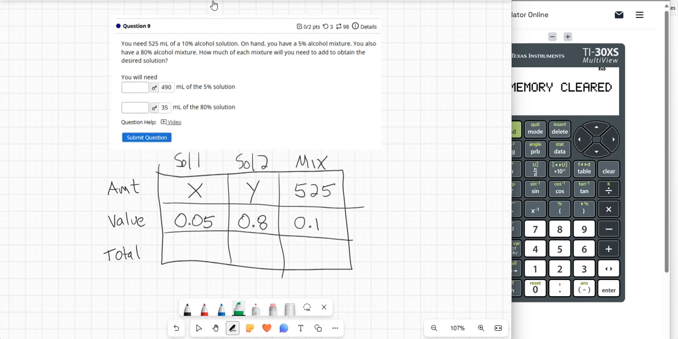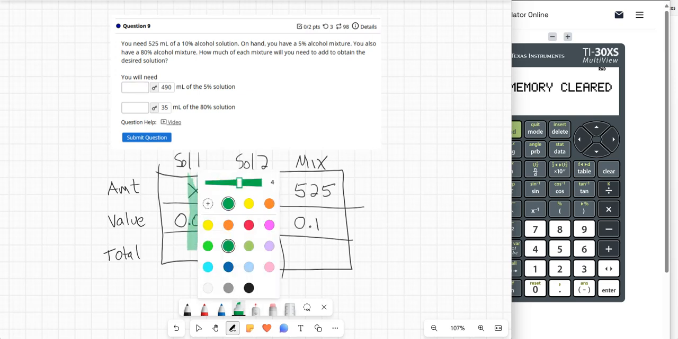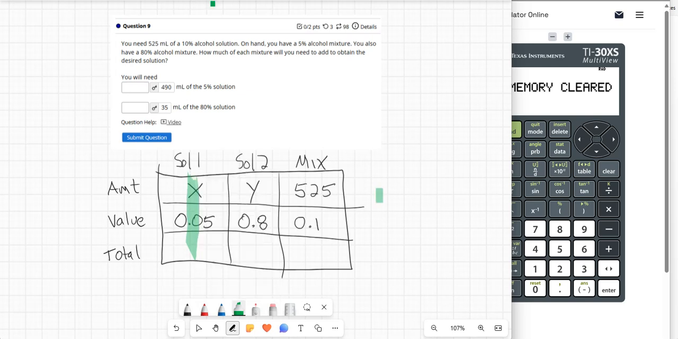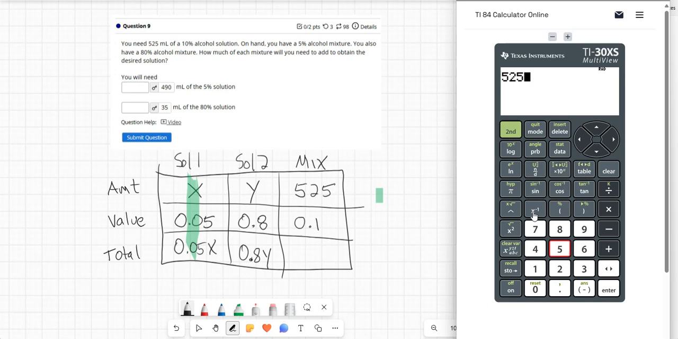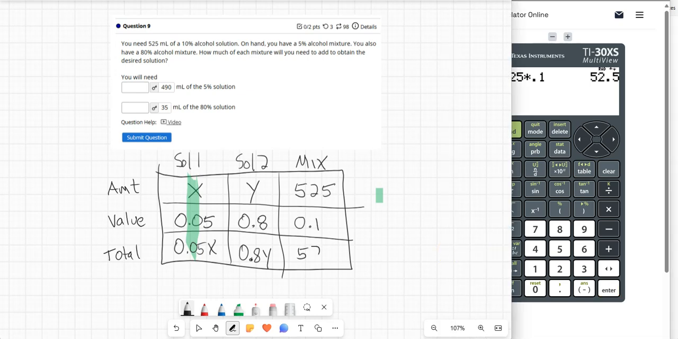First off, going down, you multiply. So you multiply going down. So this would be 0.05x. Multiply going down, 0.8y. Here we actually have numbers, so we can just multiply and get the final answer, 52.5. So now we have our table all filled out.